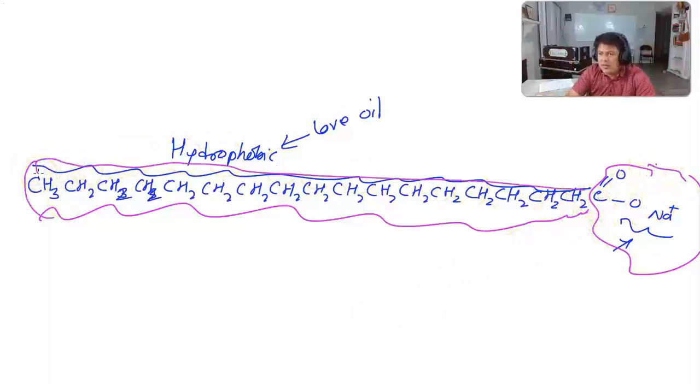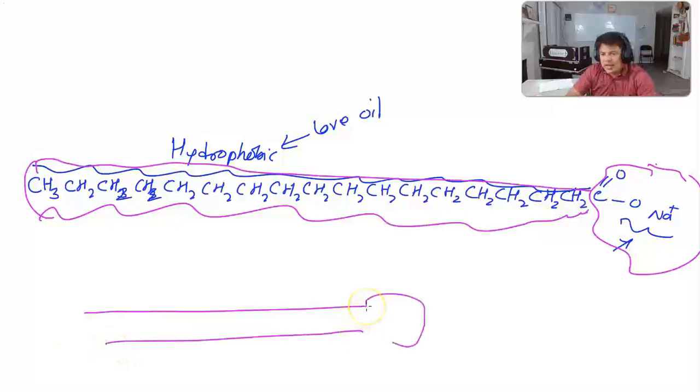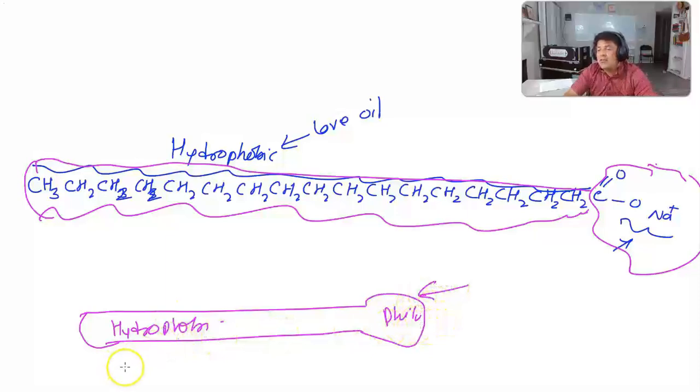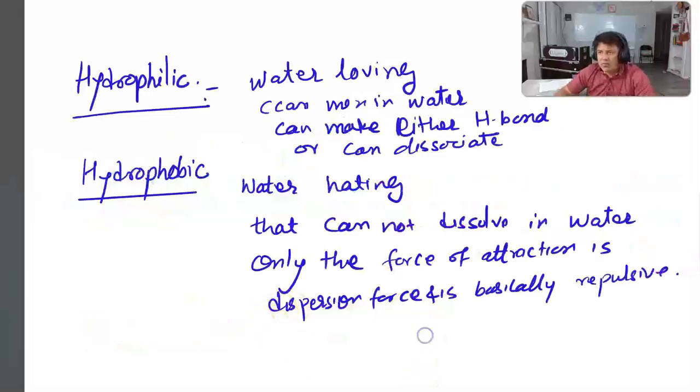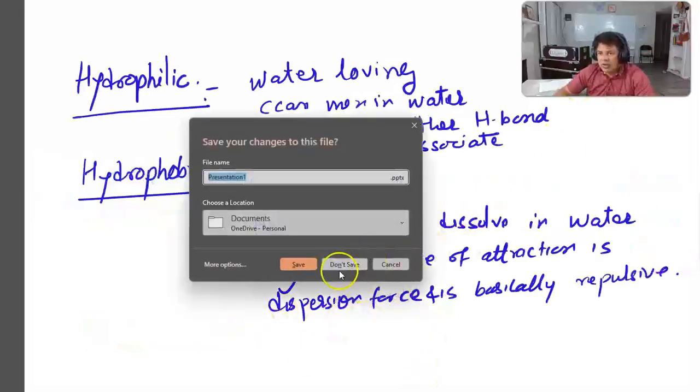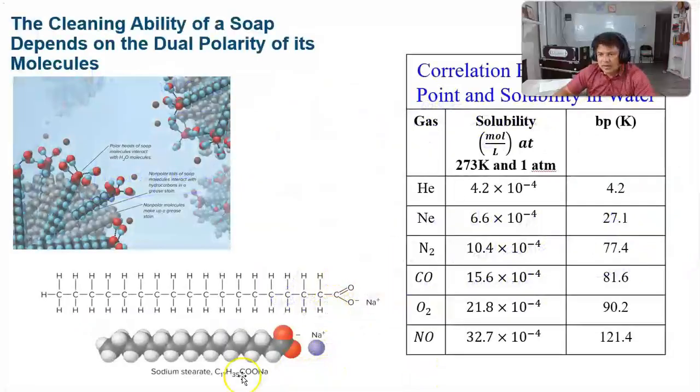Now if you make the picture, the picture is like that. It has a head, the tail is hydrophobic, and the head is hydrophilic. So the head handles the hydrophilic substances, and the tail handles the hydrophobic. So that's why it can wash anything. This is the washing property of the soap. Okay guys, so it has both.